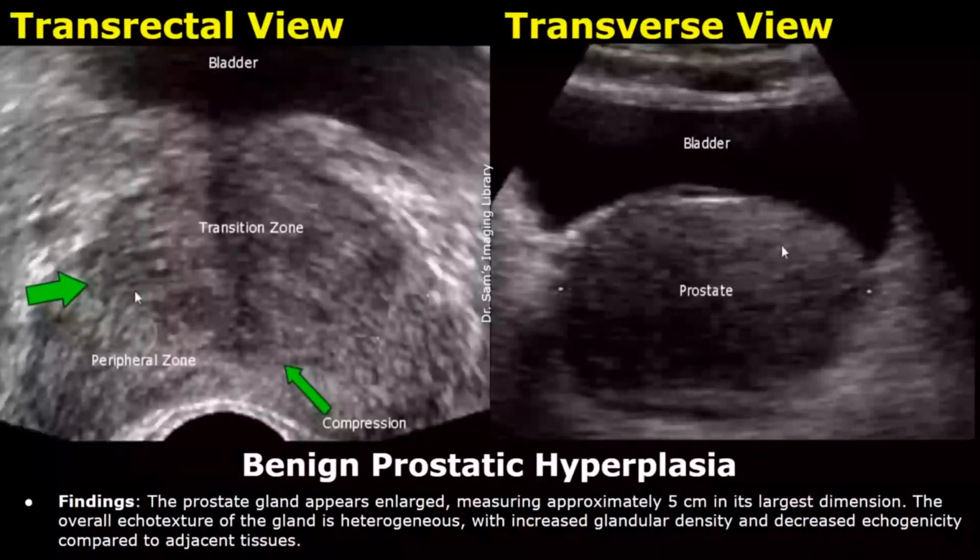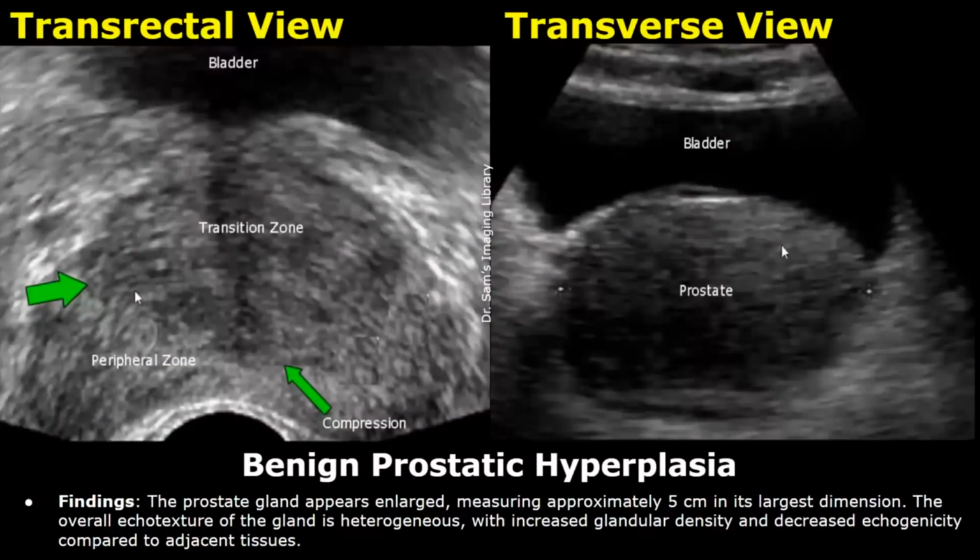Now we will look at benign prostatic hyperplasia. In the findings, the prostate gland appears enlarged, then its size is written. In this example, the overall echo texture of the gland is heterogeneous, with increased glandular density and decreased echogenicity compared to adjacent tissues.